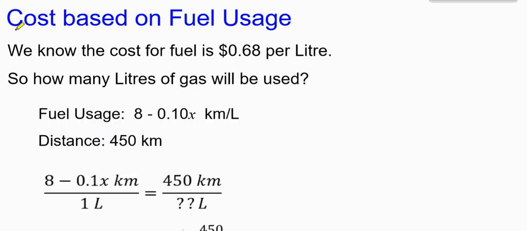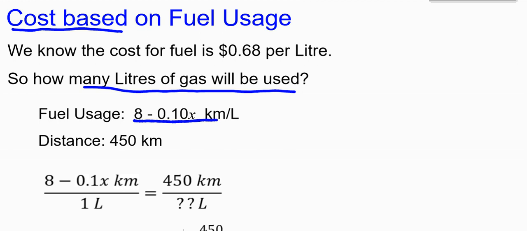So let's talk about how we use this information to find the cost. We know that the cost for fuel is 68 cents per liter, so we need to figure out how many liters of gas will be used. So the fuel usage, this is the information we have about fuel usage. This is how much fuel we're using.